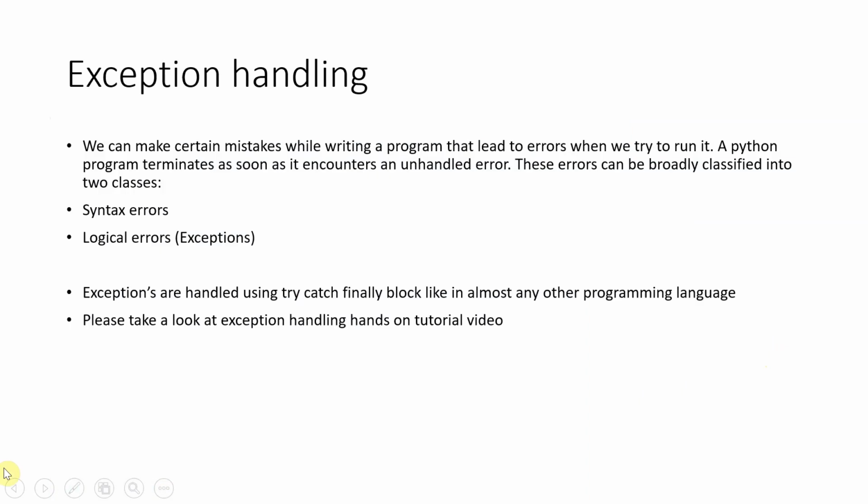Also, we have exception handling, right? Why do we need it? We can make certain mistakes while programming. If you don't handle the error, as soon as the Python program comes across a runtime error or logical error, it will exit. There are two types. One is a syntax error: you could have written something wrong, which gets caught in compilation. The second one is a logical error, like 2 divided by 0, an invalid null value, or a file that does not exist. So basically, you'll have to use a try-catch block, like in any other programming language, to handle it.